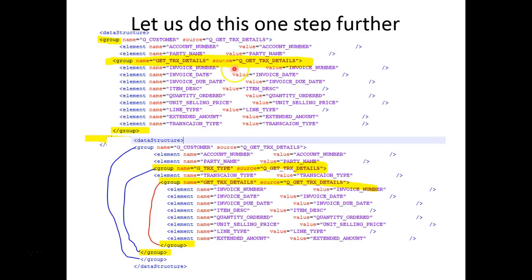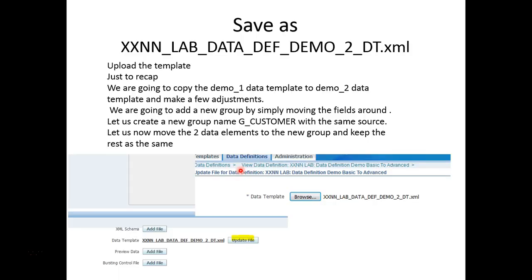So in the new, let's take it one step further. Currently we have a group for customer followed by trx details. We are going to add one more group, which is called trx type, and we are going to move the trx type out of the inner group to the outer group. So let's go do the same thing.